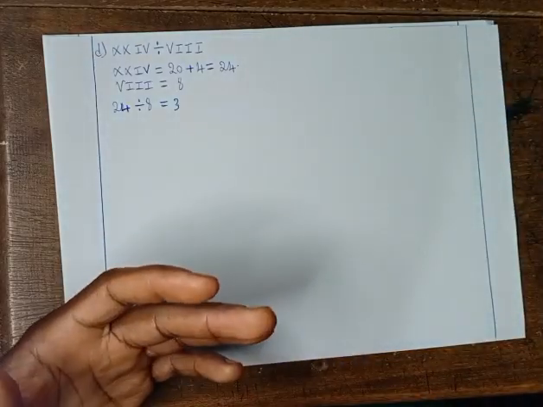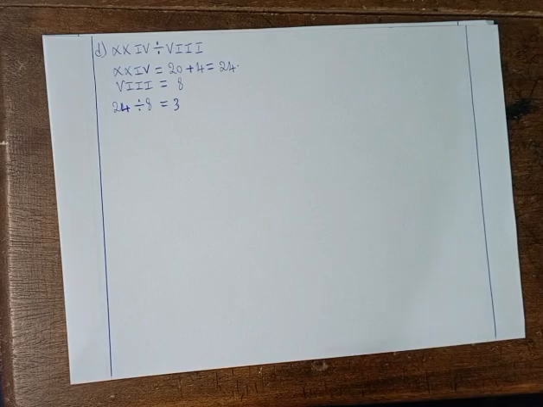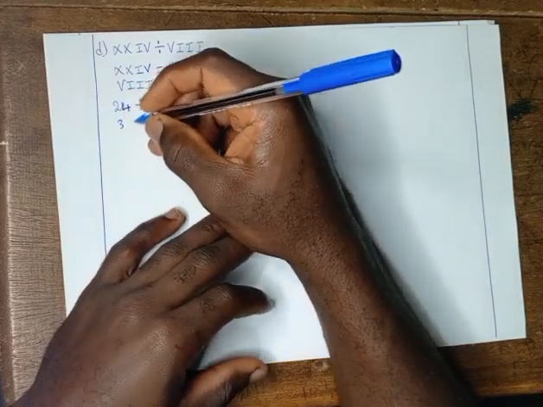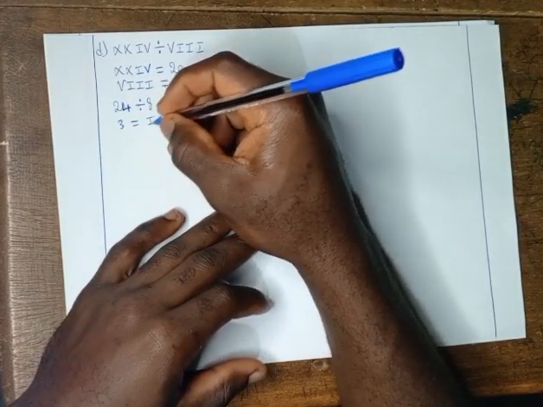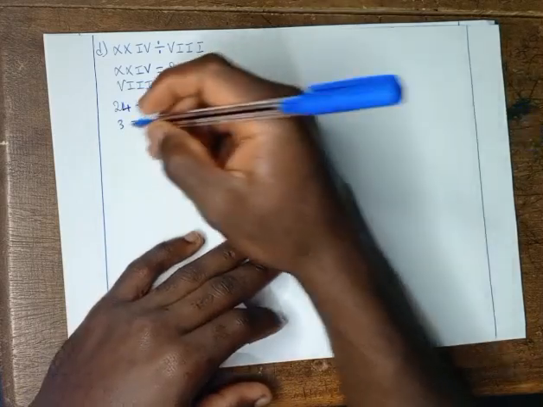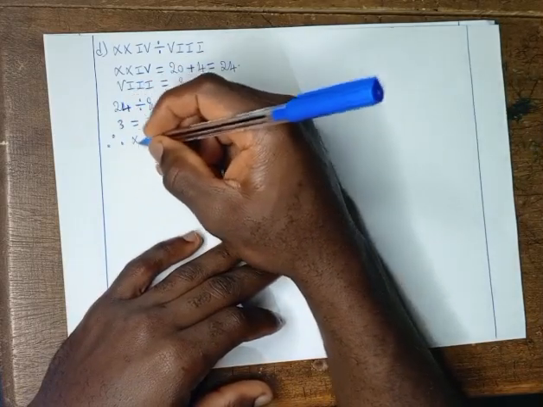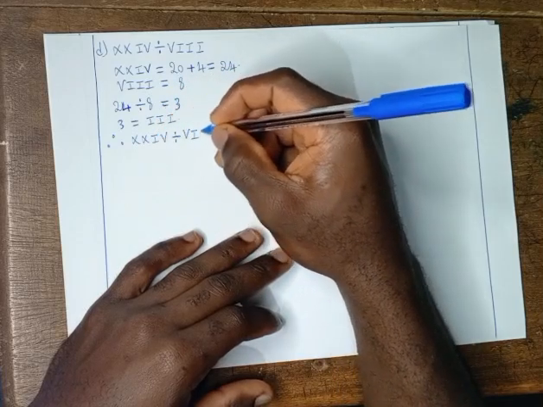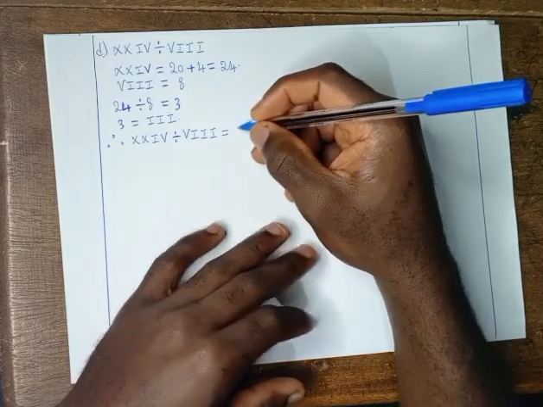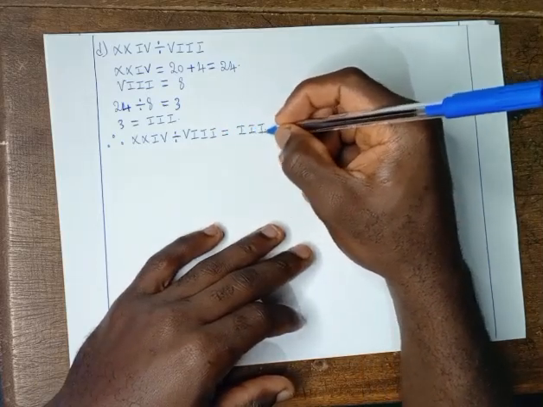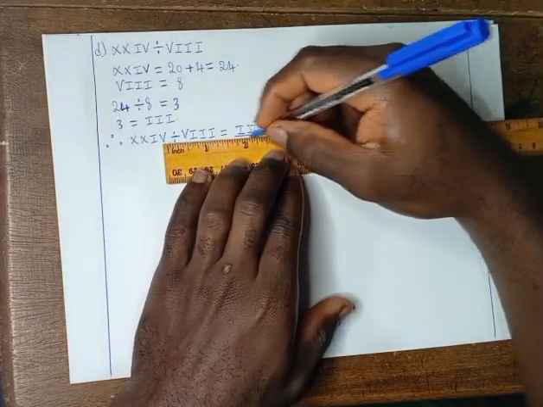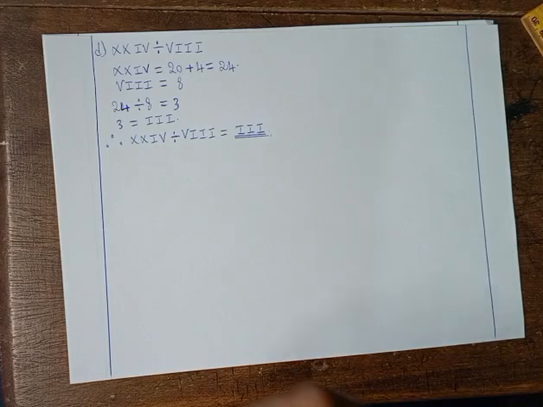Now we have to convert the result 3 back to Roman numerals. We know 3 is simply equal to III. In this case, we can conclude, therefore, xIV divided by VI is simply equal to III. We underline our answer. So we are done with the correction of the example.